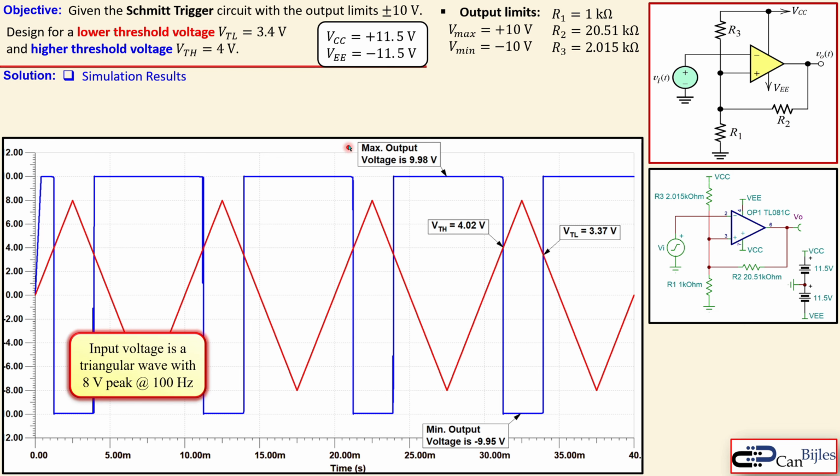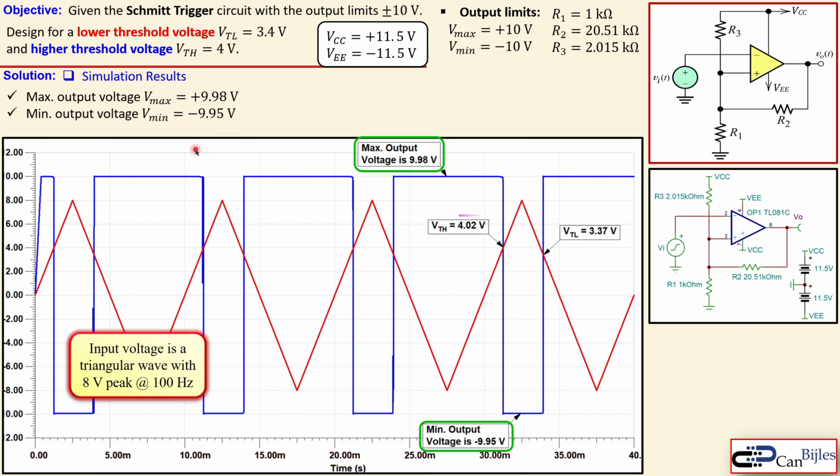And now you see here the output maximum, which is 9.98 volts, and output minimum, which is minus 9.95 volts, which is the minimum value of this blue line. And we have here in total these in the summary, which is a little bit smaller than what we wanted, but it's really good for most practical purposes. So you can say this is good enough.